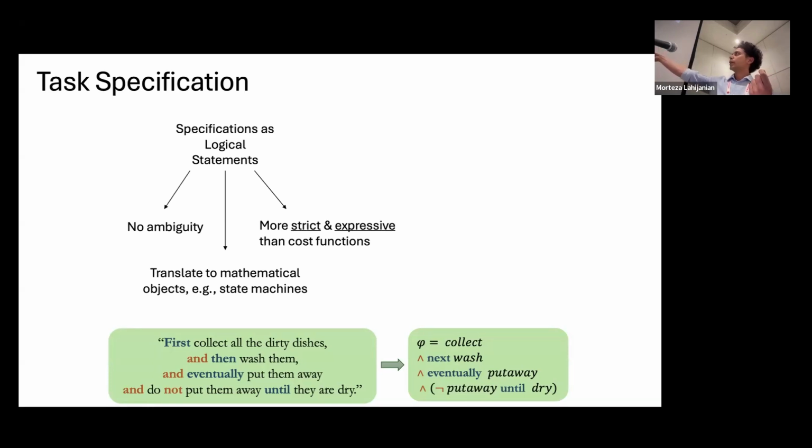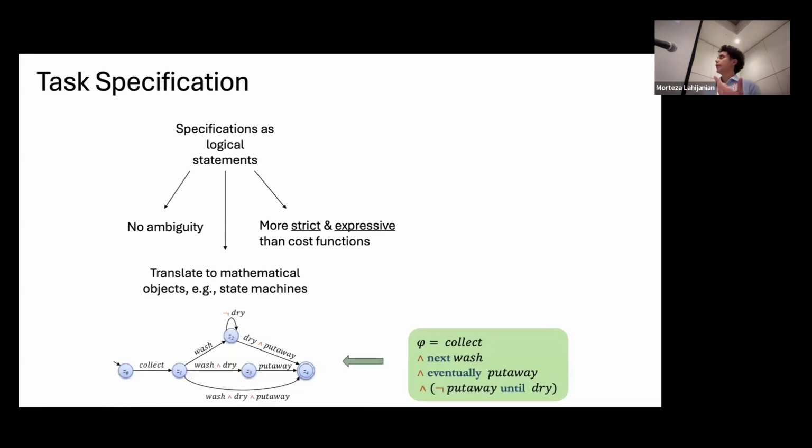It says collect, and next wash, and eventually put away, and not put away until dry. And the beauty of this is that it automatically translates. We have algorithms that translate this to an automaton, to a state machine that has specific states. We call them accepting states. Here they are shown as double-edged circles. And if I start from the initial state and make my way all the way to that special state, it means that I have accomplished my task.